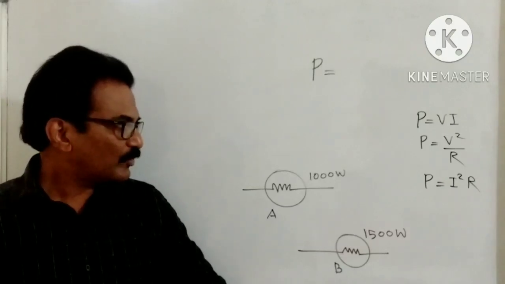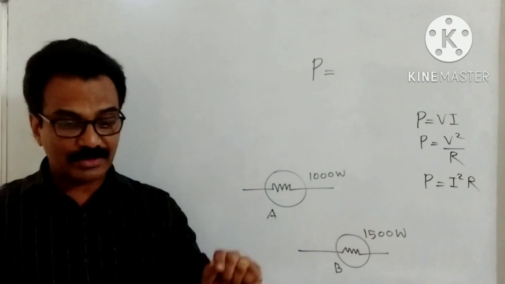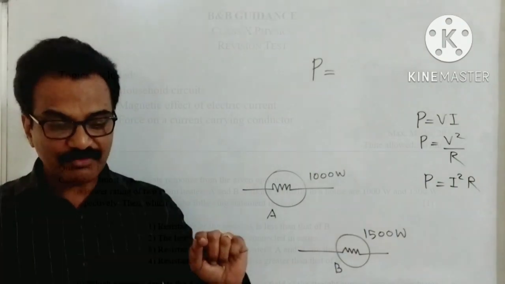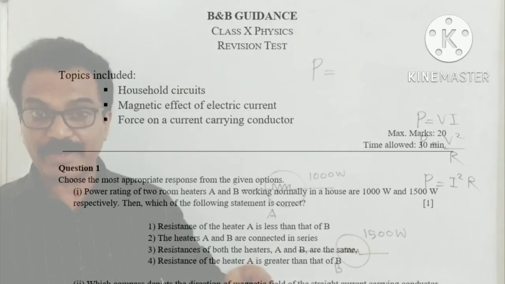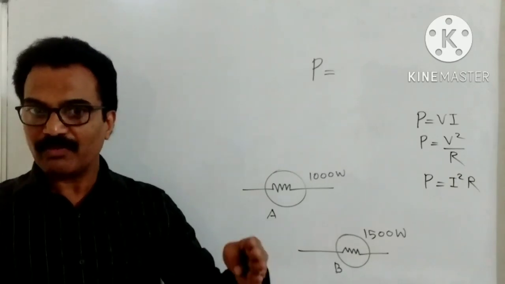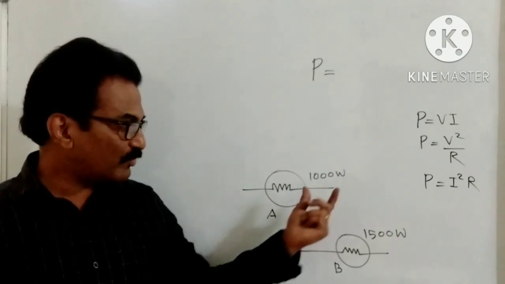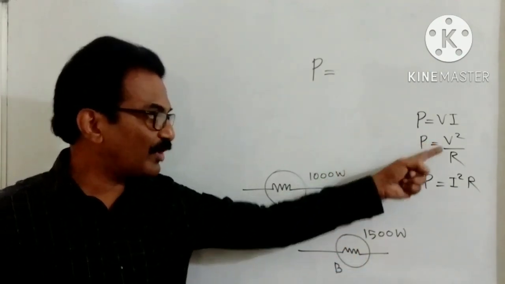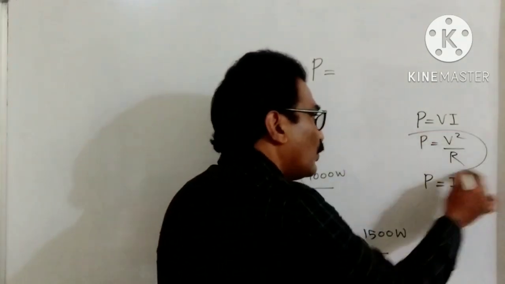Okay. So in these formulas, which formula will help you to answer this question? The question, let me repeat. Power rating of two room heaters A and B working normally. The room heaters are working normally. That means they are getting the required voltage. What is the required voltage for a normal working of an electrical appliance? 220 volt. Okay. That means both are getting the same voltage. Voltage is the same. Which formula will help us? This formula, no? So voltage is same.